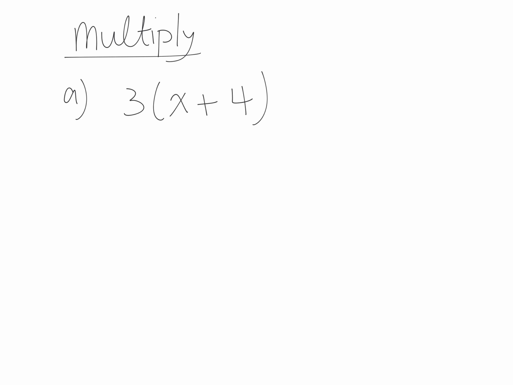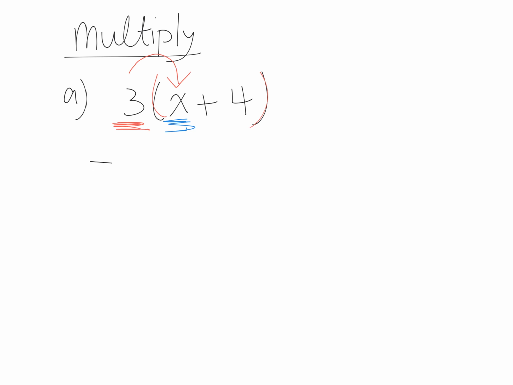Looking at multiplication, what you are doing is taking the term in front of the bracket. What is in front of my bracket? 3. So I'm taking 3 and multiplying it by everything inside the bracket. How many terms are inside the bracket? Right, so we have to take 3 and multiply it by x.